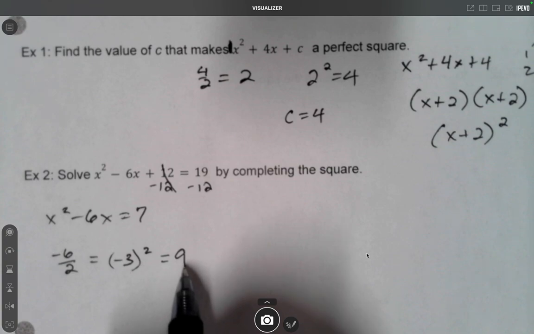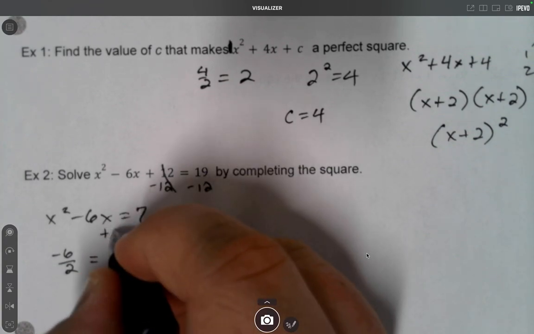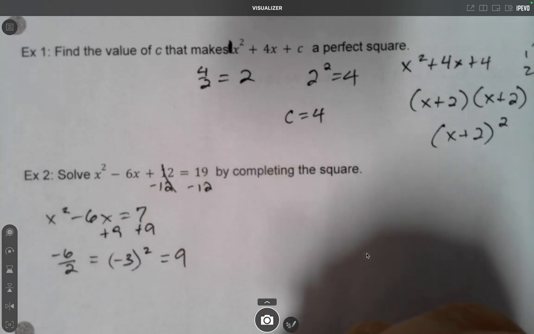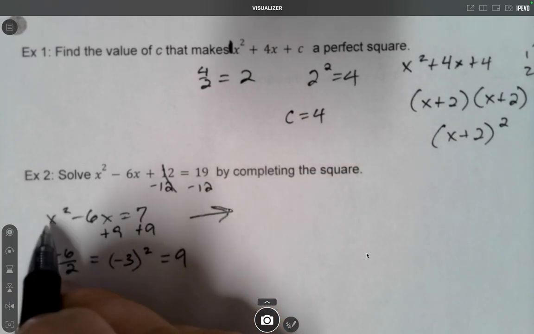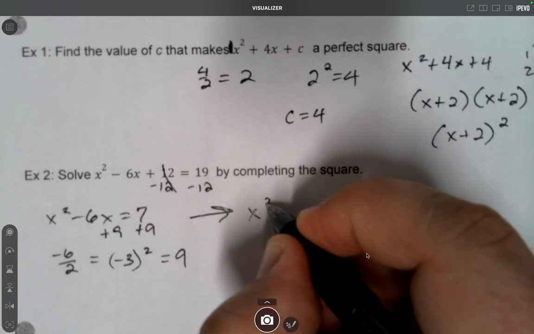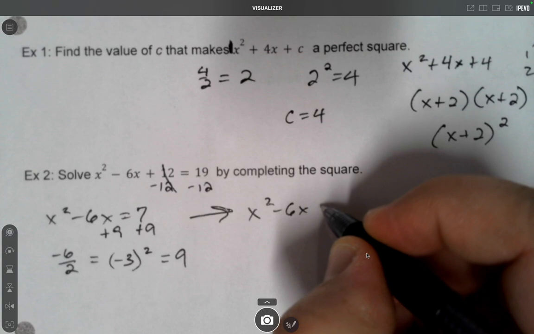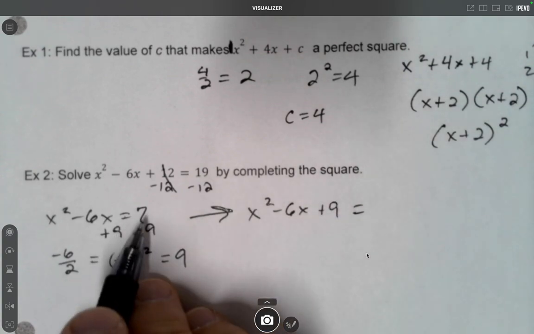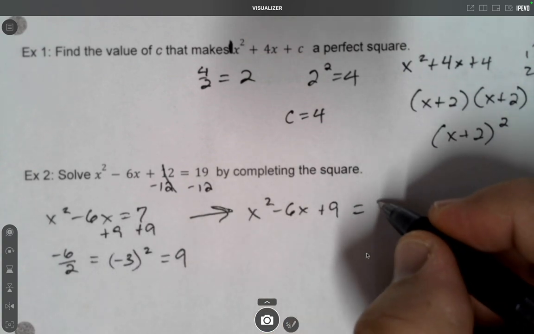Then we take that number 9 and we're going to add that to both sides. So x squared minus 6x plus 9. And over on this side, 7 plus 9 is 16.